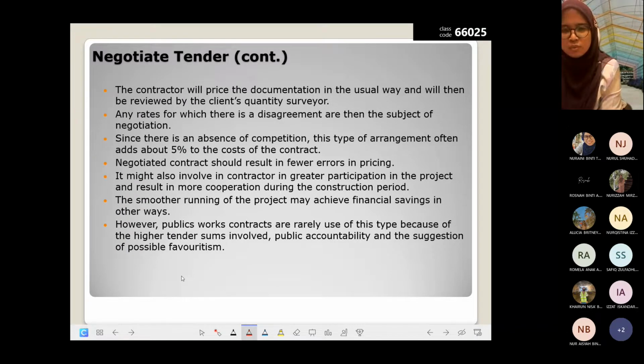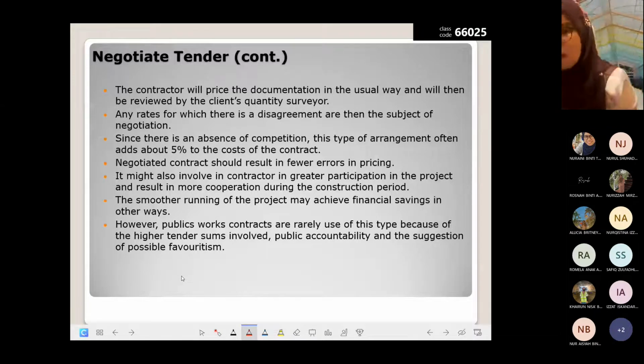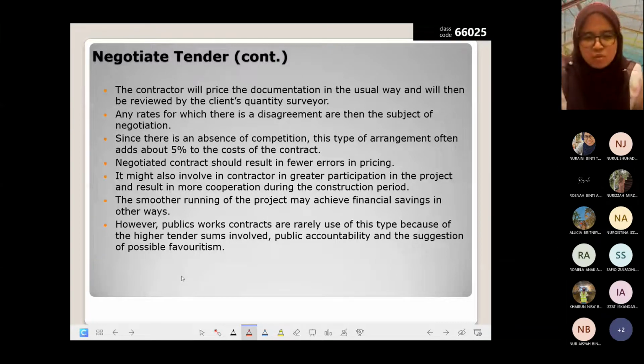Okay, contractor will price the documentation in the usual way and then be reviewed by the client QS. Since there is an absence of competition, this type of arrangement often adds about 5% to the cost of the contract. Okay, so negotiate contract should result in fewer error in pricing. Okay, it might also involve the contractor in greater participation in the project and result in more cooperation lah.